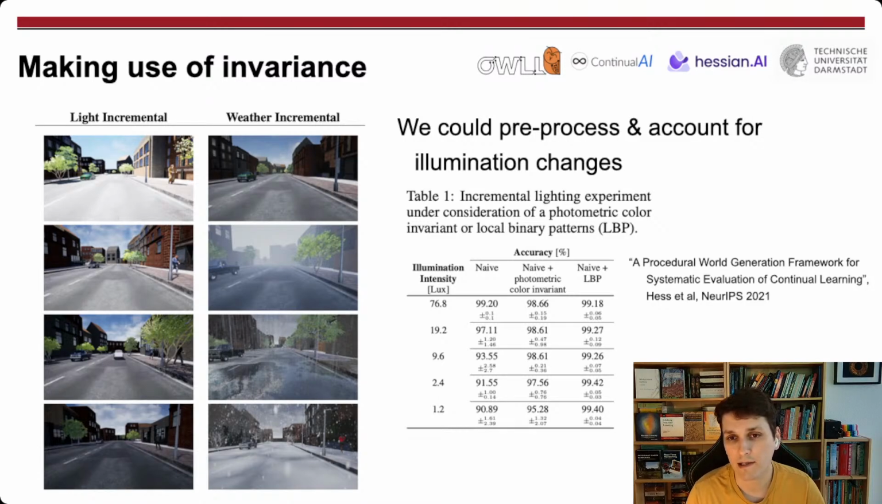And so what we had here was a continual learning procedure where we continued training while the light changed. So it became darker and darker. And we've seen that if we do this naively, so we just keep on training, we lose out on a lot of precision here. But we could do something like local binary patterns, LBP here, or photometric color invariance as a pre-processing step, and the results remain surprisingly good. They don't change at all.